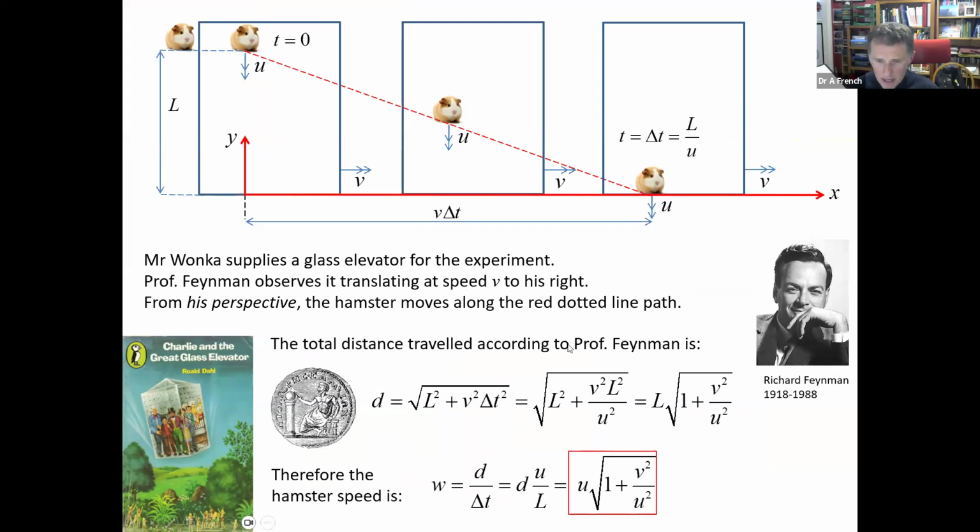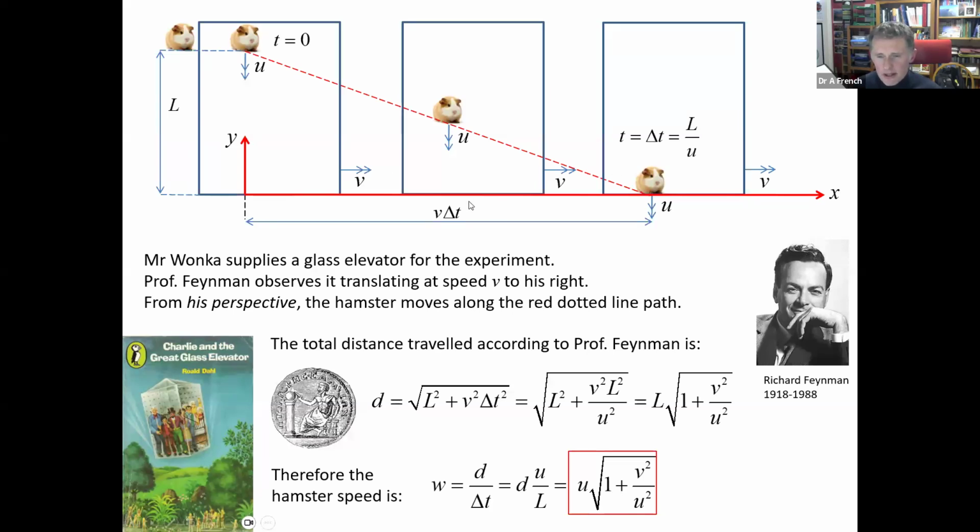So here we go. This is a kind of simplification of Professor Feynman's light clock environment. I've also borrowed it from Charlie and the Great Glass Elevator, which is one of my favourite books from when I was little, by Roald Dahl. You can see them all moving around. So this is my glass elevator. What we're going to do is have our hamster bouncing from the top to the bottom like this, merrily away. But we're also going to move it sideways.